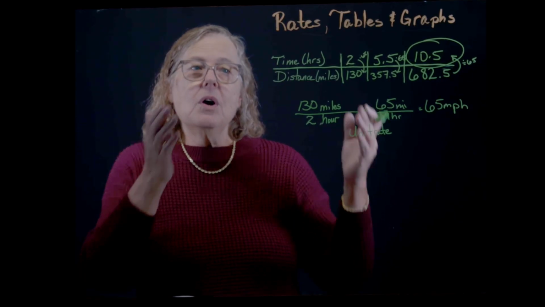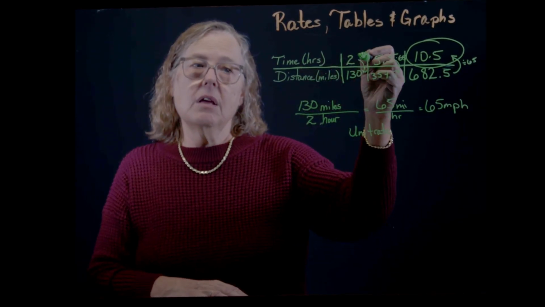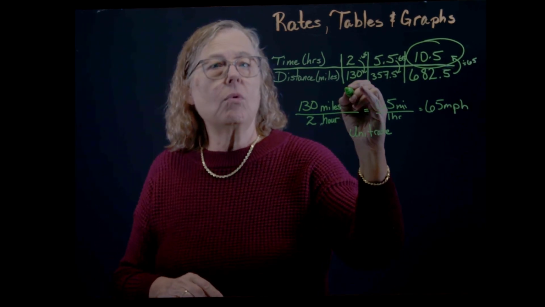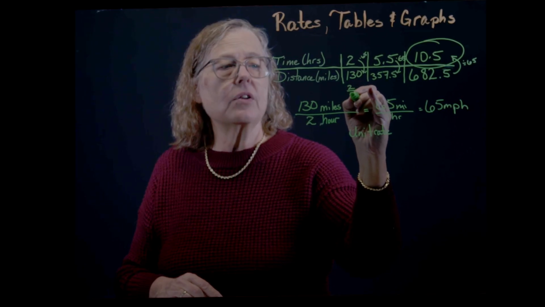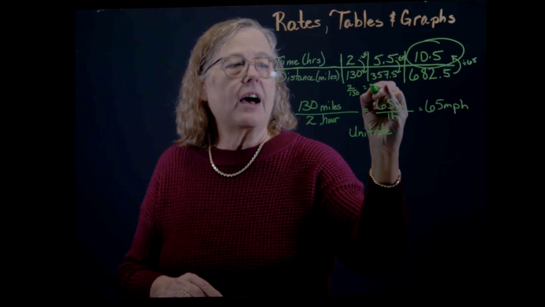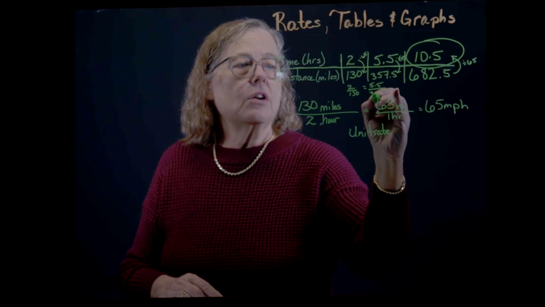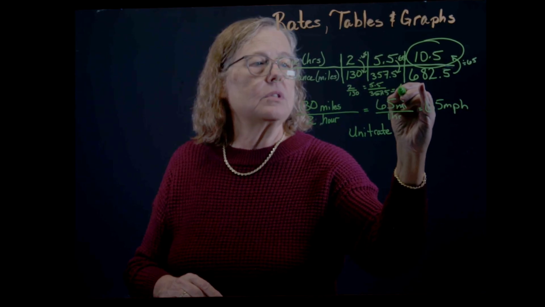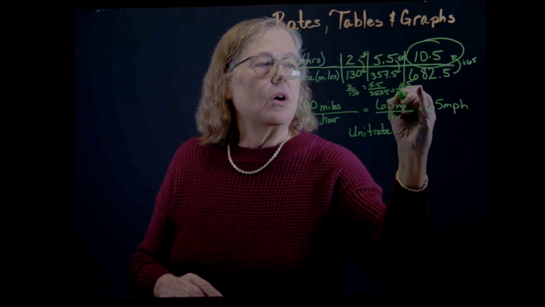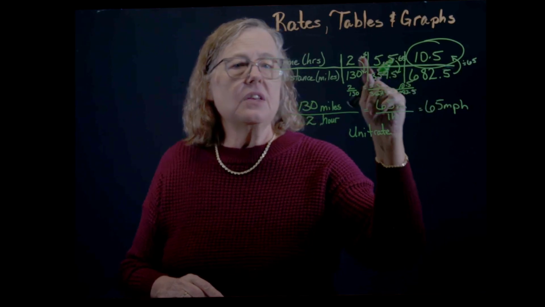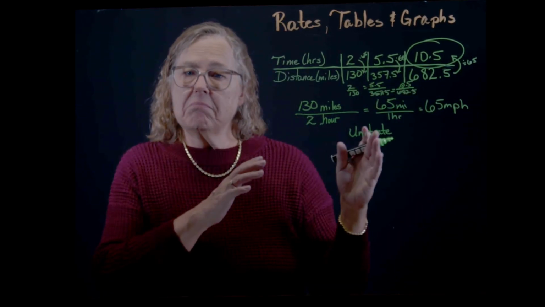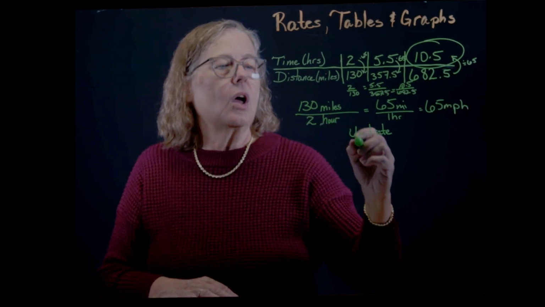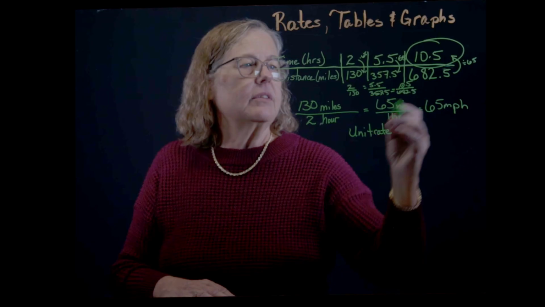So what did we do? We had a table. We had a rate, 2 hours to go 130 miles. We turned it into a ratio. What was our ratio? The ratio is just like 2 to 130, right? Which is equal to 5.5 to 357.5, which is equal to 10.5 over 682.5. These are all equal rates. They're all the same. They would all reduce to become the same thing. They all reduce to 1 over 65.